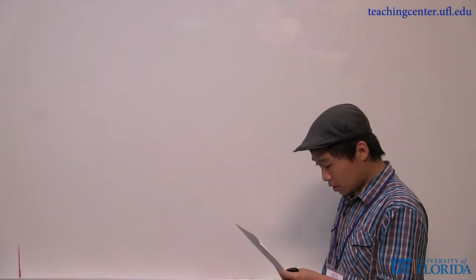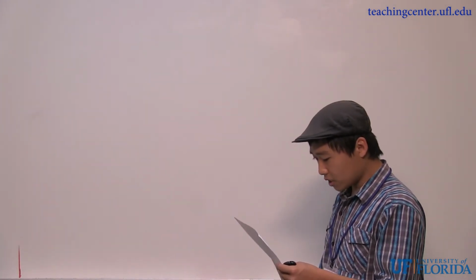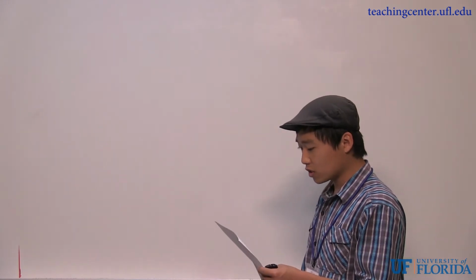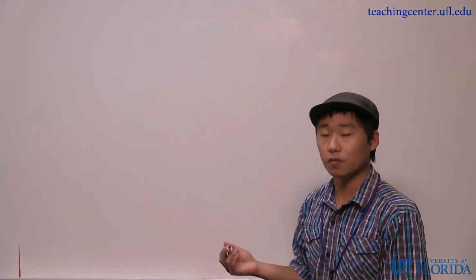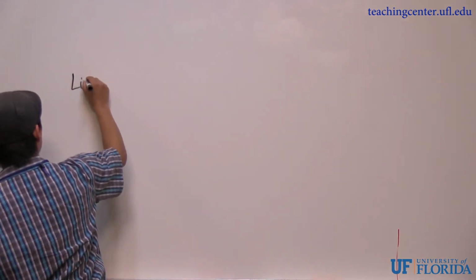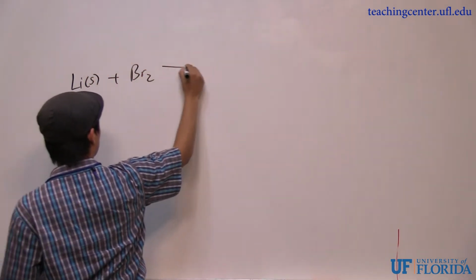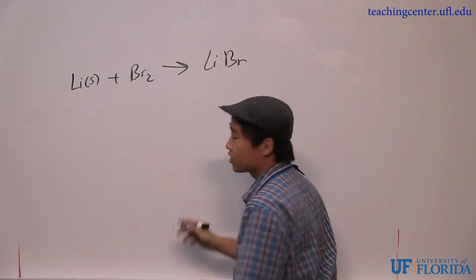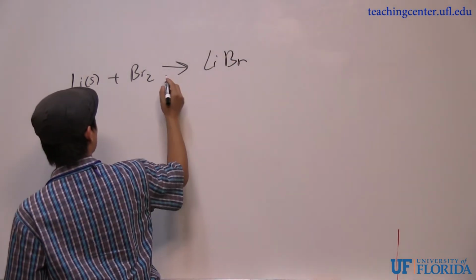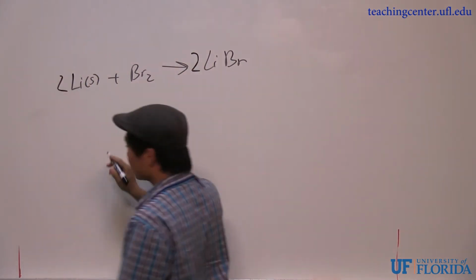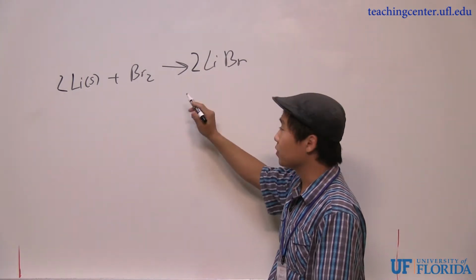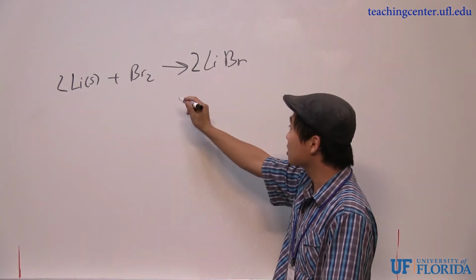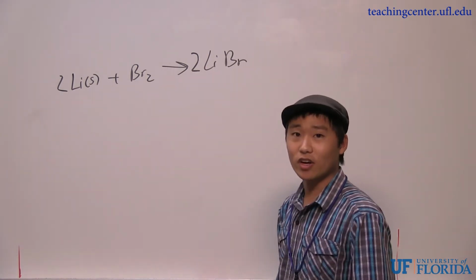Now let's do question 8. Question 8 says, what would be the expected product of the combination reaction between solid lithium and bromine gas? Remember, guys, a combination reaction is just where you have two elements combining to form something. So you have lithium solid plus Br2 forming lithium bromide. And now we just need to balance it. The question says, what would be the expected product? The expected product is LiBr, because you're just combining the two elements together to make a compound. And you have your answer.